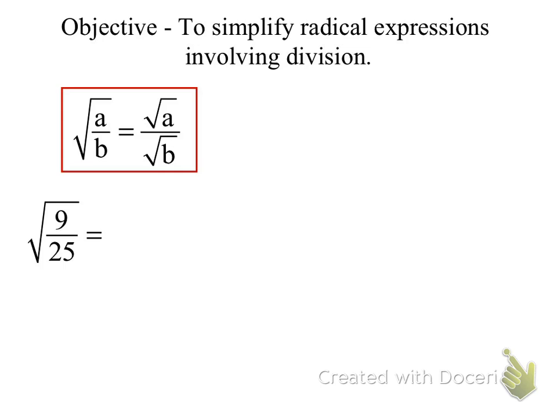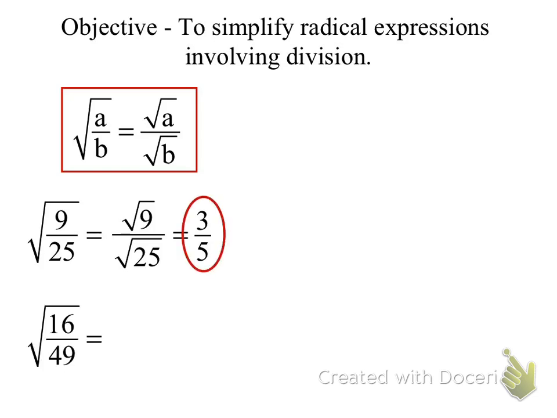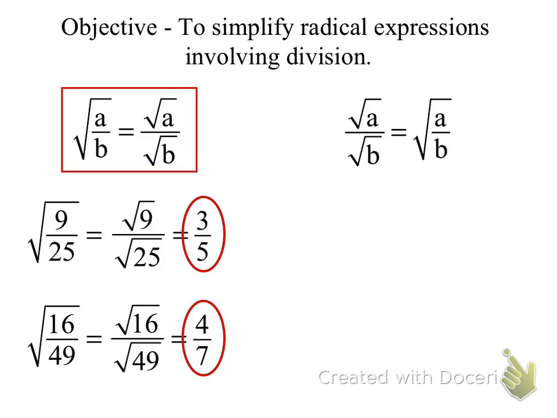If I split them, it would be something like this. What's the square root of 9? 3. And the square root of 25 is 5, so it's 3 over 5. One more example. Square root of 16 is 4, over 7. Good.